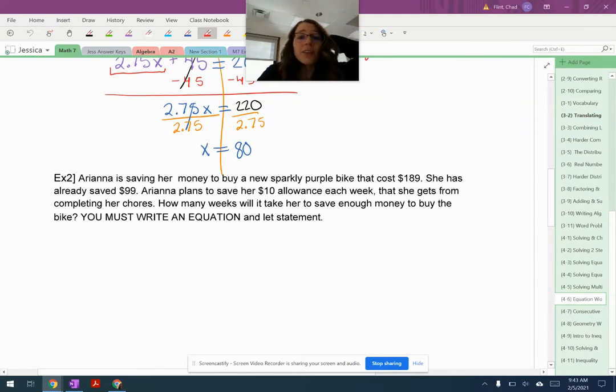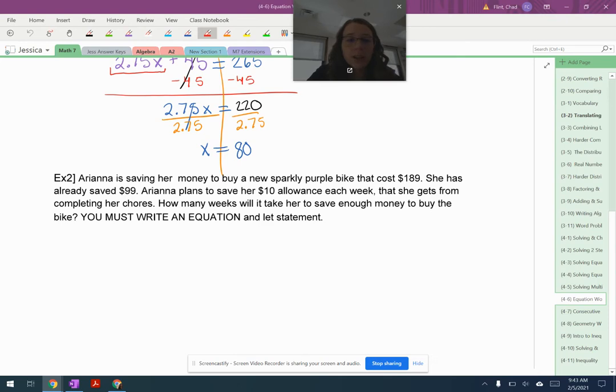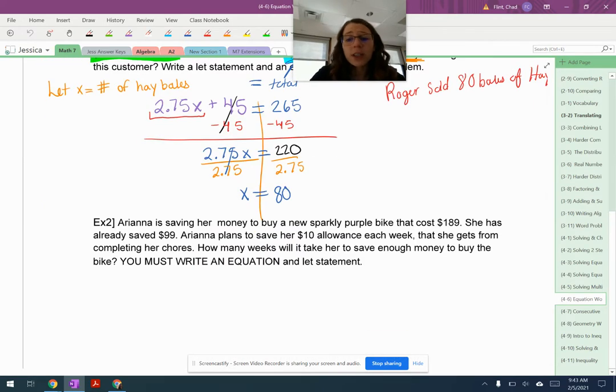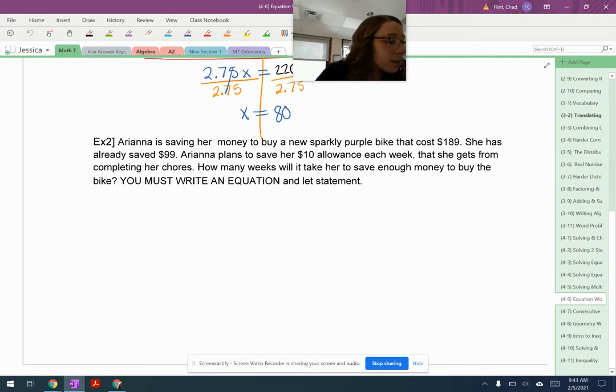Okay, here we are looking at the second word problem example for Math 7 notes for 4-6. So again, our first step is telling us to assess the situation. Read through for any keywords, any fluff, and you'll see here we have clear examples of fluff in this example.